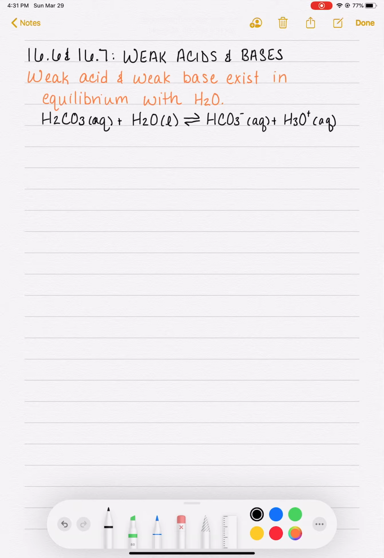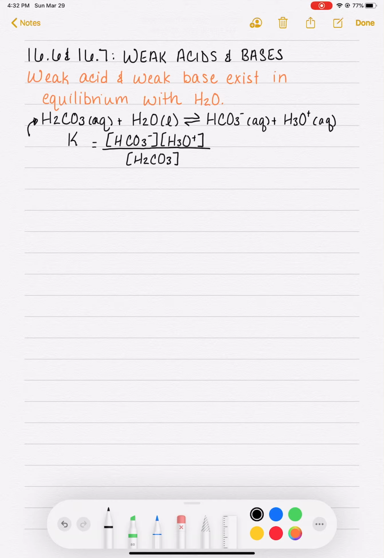We can write an equilibrium expression for this reaction right here. Remember, equilibrium expressions are capital K, and they are products over reactants raised to their stoichiometric coefficients, leaving out pure solids and leaving out pure liquids. So for this reaction, our equilibrium expression is HCO3 minus times H3O plus over H2CO3. We're leaving out H2O liquid because we leave out pure liquids.